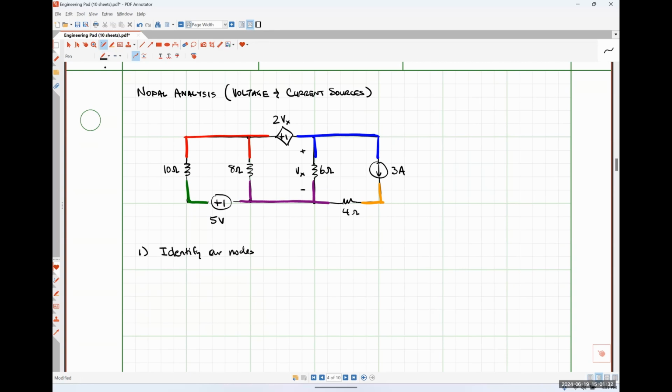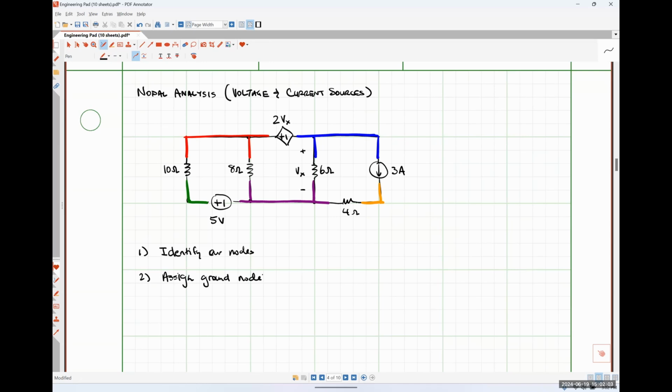Our second step will continue to be to assign a ground or reference node. So whenever we have voltage sources, I believe that it is best practice to choose a node that is connected to the most number of voltage sources.